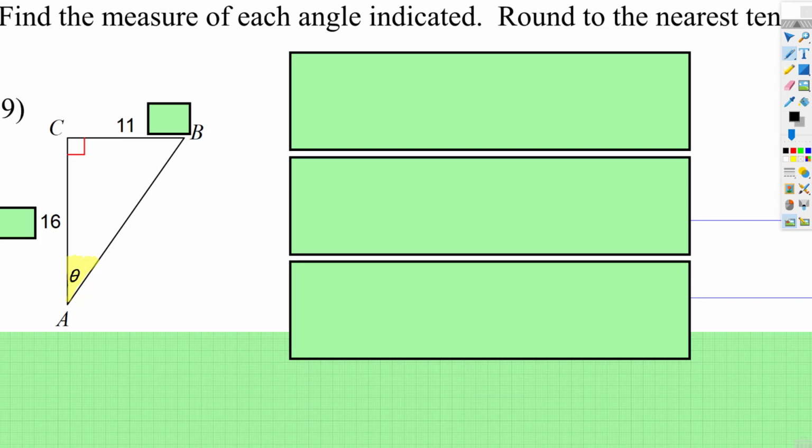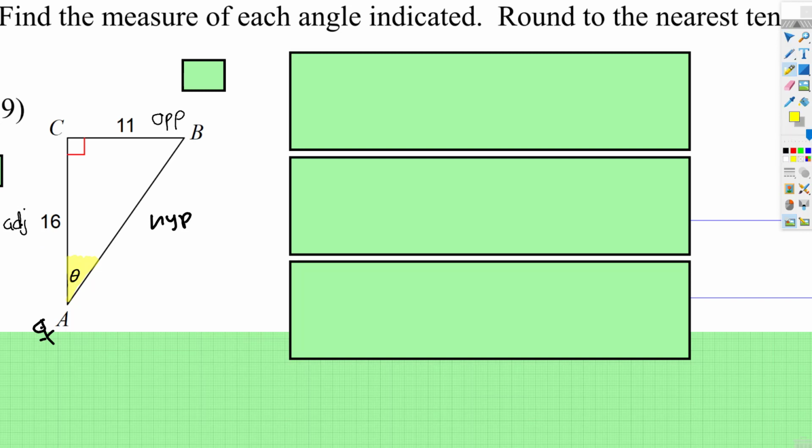Okay, we're taking a little bit different turn now. Now we're going to find the measure of theta, or the angle that's indicated, and then at the end round to the nearest tenth. So if you're right here, from the viewpoint of that angle, you're going to label those sides. So that side's opposite. And remember, the side opposite the right angle is always the hypotenuse. So that means that the side touching the angle that's not the hypotenuse is the adjacent side.